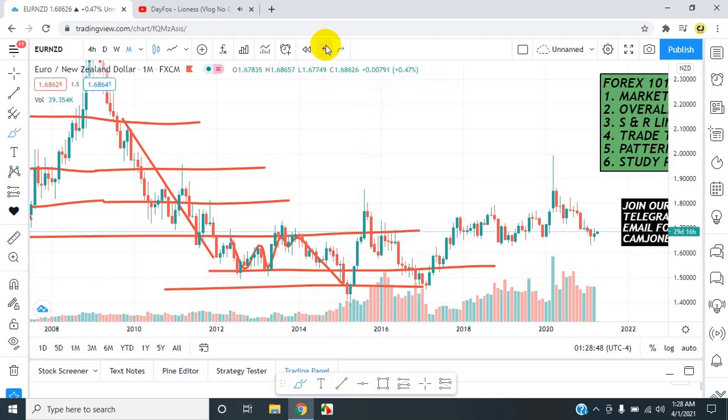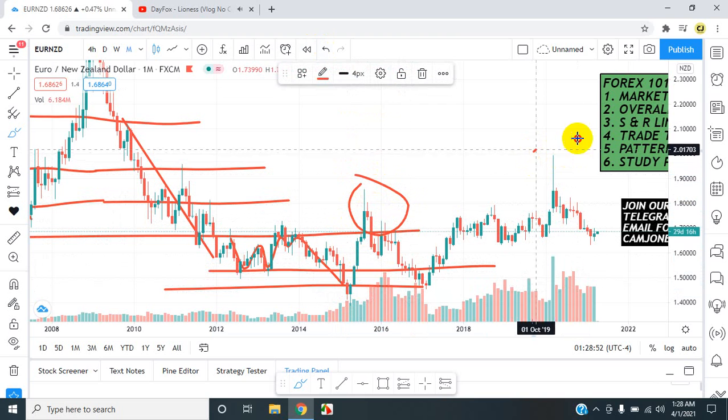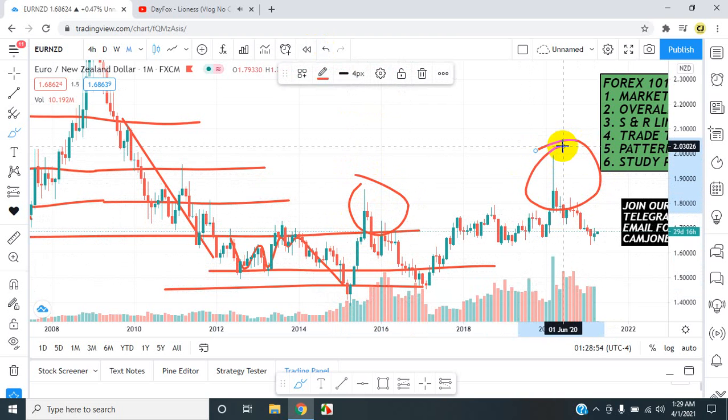There's a pattern here. This area right here is important to me, or to us, and this area right here is important to us. I'm going to explain to you why.